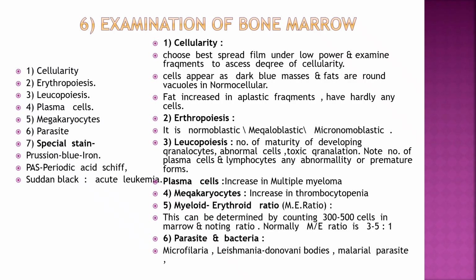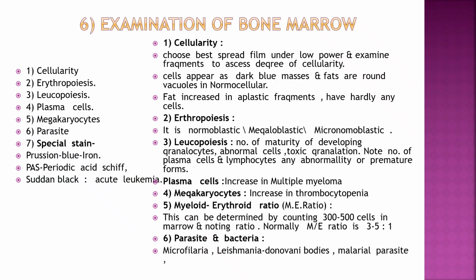Now after the smears are stained, we can do examination of the bone marrow. In that we have to see certain points like cellularity, either normal, hypercellular or hypocellular. We can make this out by the cavities which are present because of the fat cells. If the normal cavities are seen, then it is normal. If the cells are more and cavities are fewer, then it is hypercellular. If the cells are fewer and cavities are more, then it is hypocellular.